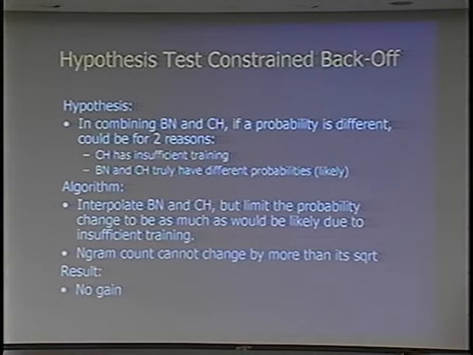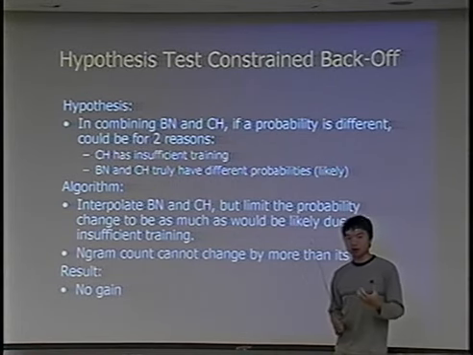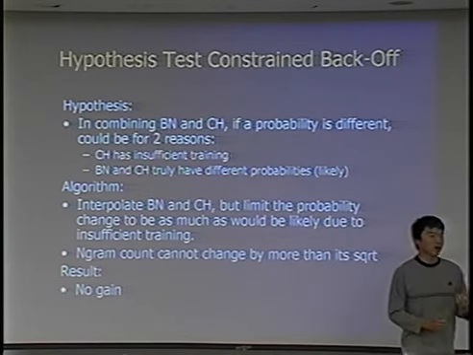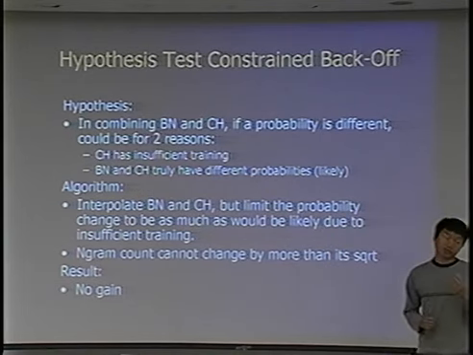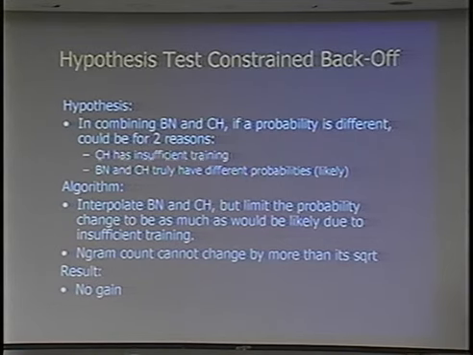The last idea that was tried was to still combine the two language models from Modern Standard Arabic and Call Home, but only make changes when the changes are likely to arise because of insufficient training data in Call Home. And here's how they do this.